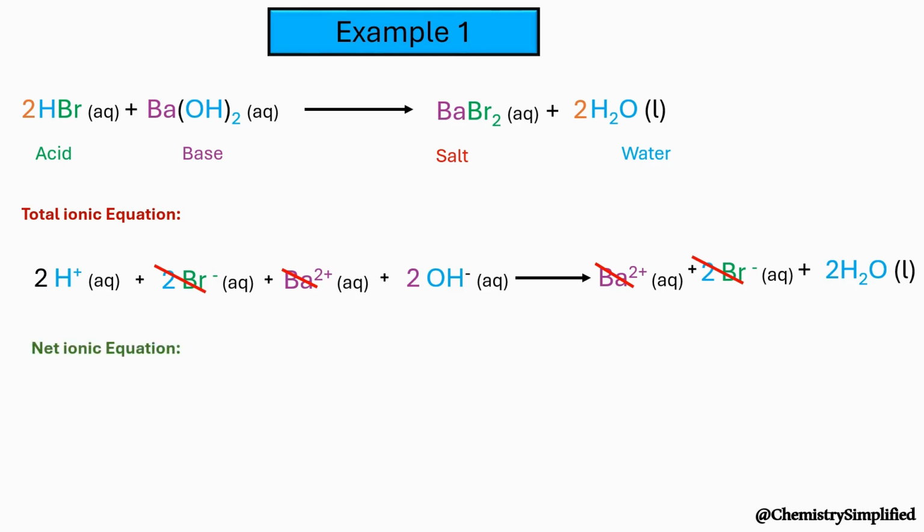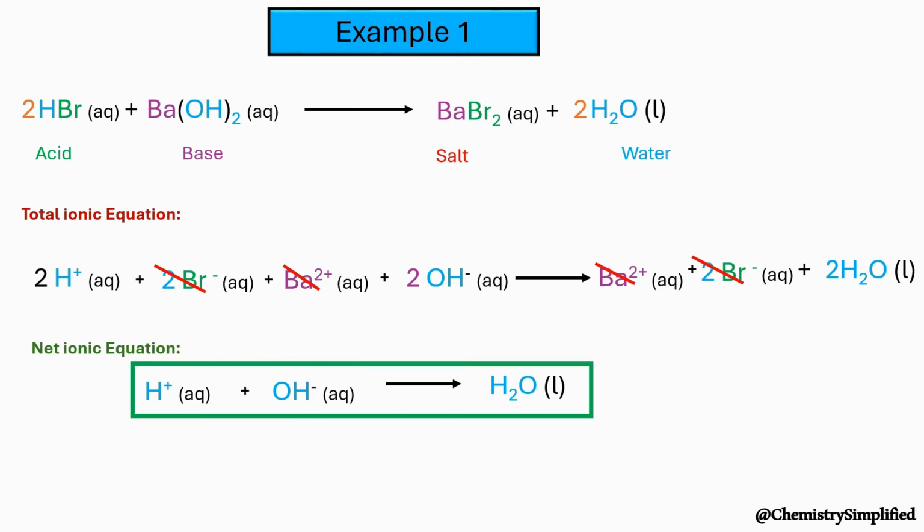Now, let's get the net ionic equation. After we remove the spectator ions, we are left with 2 moles of hydrogen ion plus 2 moles of hydroxide ion to produce 2 moles of water. We can cross out the coefficient of 2 because it's everywhere, so it's not really needed. So the end product for the net ionic equation will be hydrogen ion reacts with hydroxide ion to produce water. And this is the end.